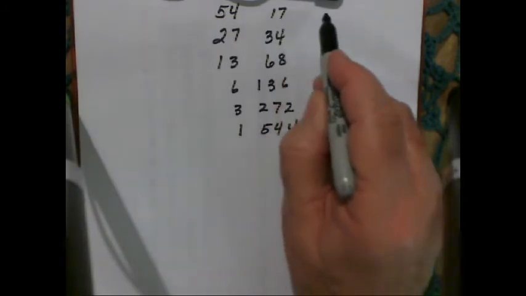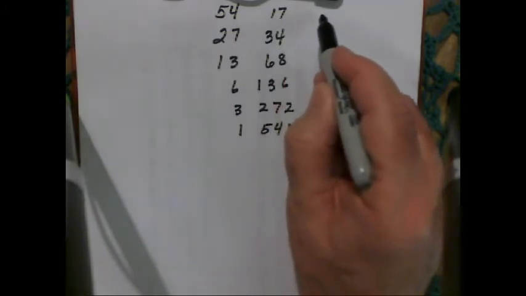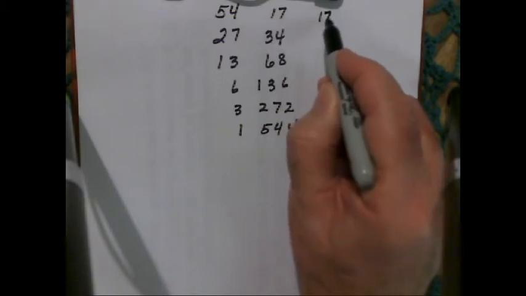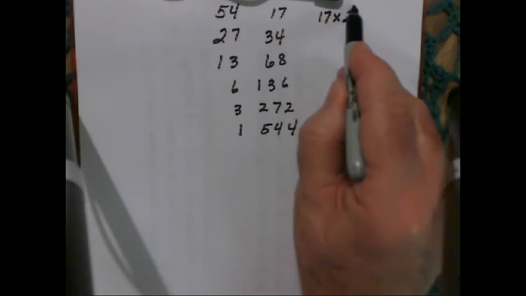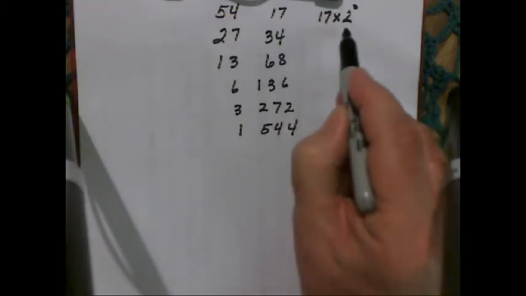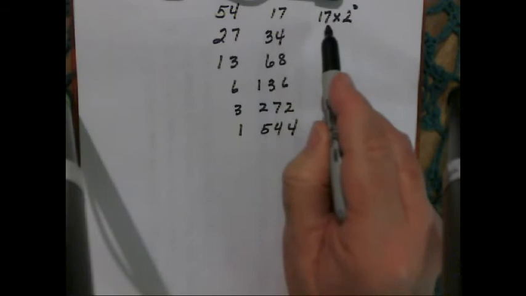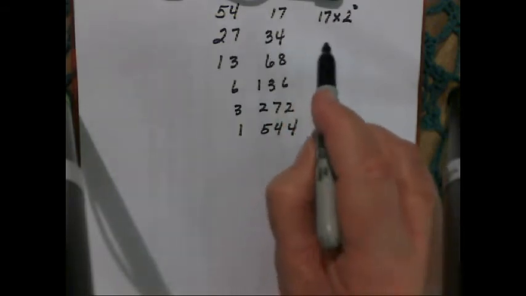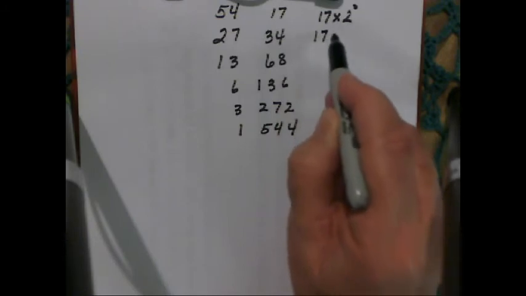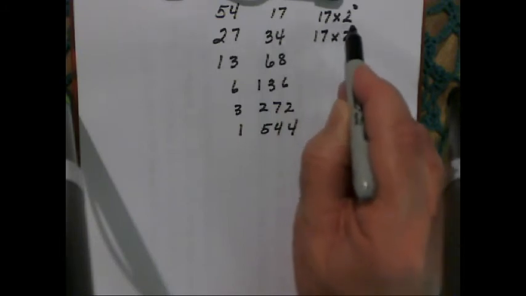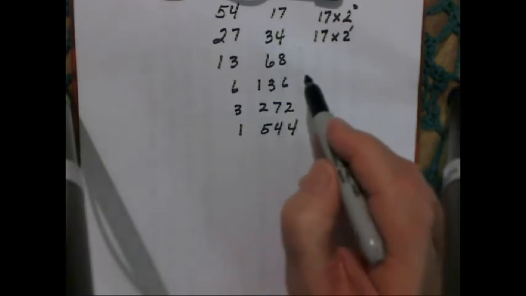The 17 you can think of as 17 times, we haven't done any doubling, so it's times 2 to the 0. 2 to the 0 is 1. So the 17 was simply 17. The 34, I got that by doubling the 17, so that was 17 times 2, which I could think of as 2 to the 1.